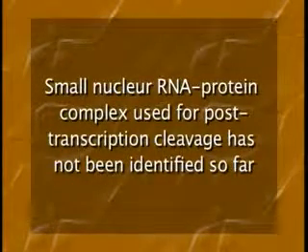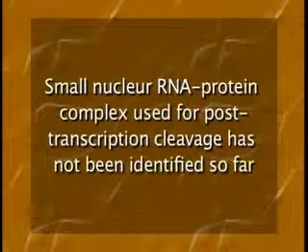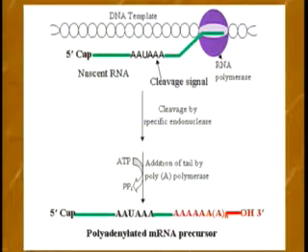The small nuclear RNA protein complex used for post-transcriptional cleavage has not been identified so far, but is believed to be certainly different from the U1 small nuclear RNA protein complex, which is believed to be involved in intron splicing in split genes. Moreover, a sequence 5' AAUAAA has been found just on the 5' side of the poly A addition site in several eukaryotic mRNAs.